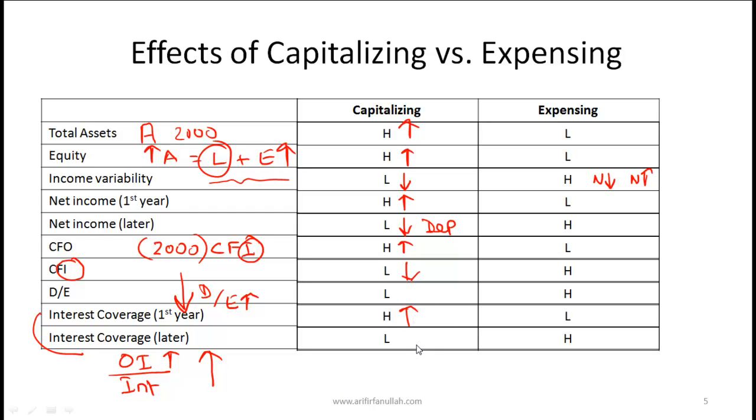In subsequent years, because of the depreciation expense, remember depreciation expense reduces operating income, so in subsequent years operating income goes down, and hence the interest coverage ratio in subsequent years is lower for the capitalizing firm. Make sure you spend a few minutes on this slide and understand this well, because this is a high probability question.